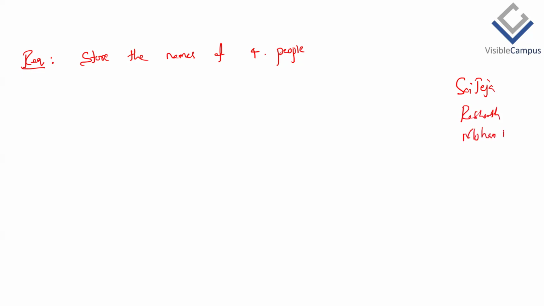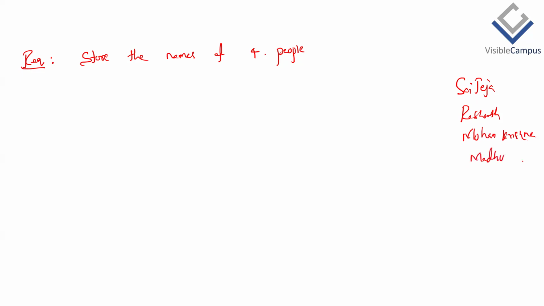Okay, then let me move to the next concept after memory architecture, after types of variables. For example, I'll have a requirement: store the names of 4 people. If this is the requirement, there are some names. There is Sai Teja, and then there is Rashant, and there is Mohan Krishna, and there is Madhu.